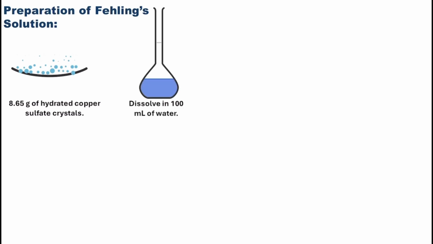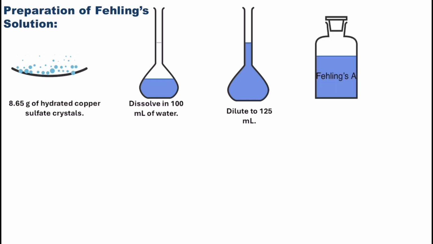To prepare the Fehling's solution, first start by preparing Fehling's solution A. Weigh 8.65 grams of copper sulfate pentahydrate and dissolve in 100 milliliters of distilled water. Dilute the final volume to 125 milliliters, stopper the flask, and mix the contents very well by inverting the flask a few times. Transfer the solution into a container with a tight-fitting cap and label it as Fehling's solution A. Set aside and proceed with the preparation of Fehling's solution B.